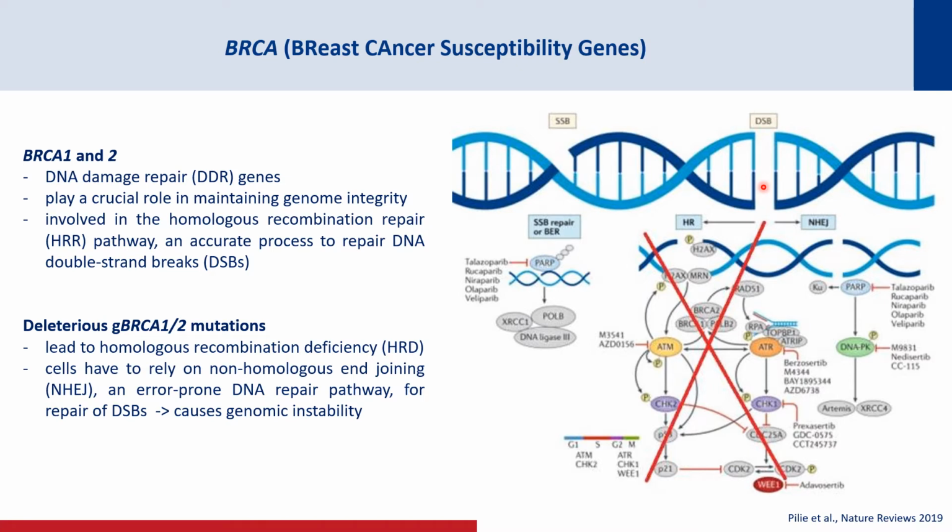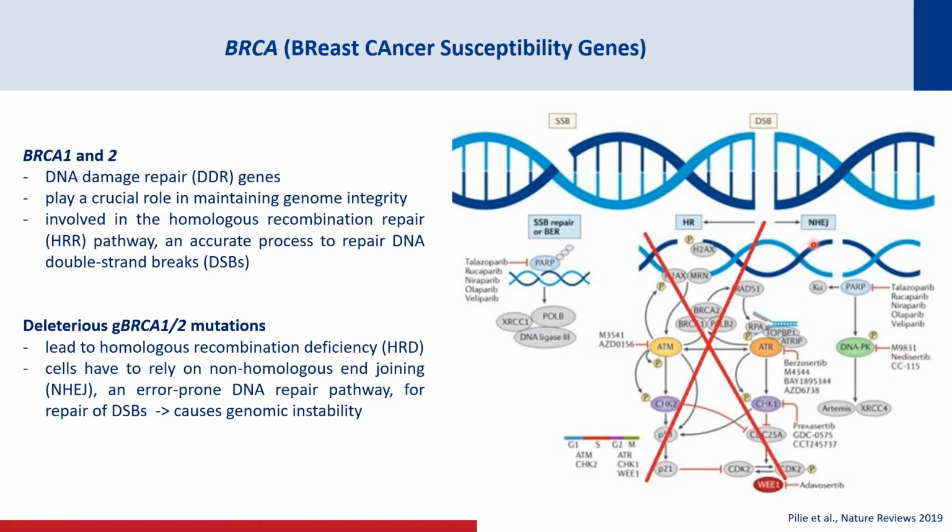As you can see in these illustrations, there are two major pathways to repair DNA double strand breaks: the homologous recombination and the non-homologous end joining pathway. The homologous recombination pathway uses the nucleotide sequence from the undamaged duplicate sister chromatid as a repair template, so it is a very accurate repair process.